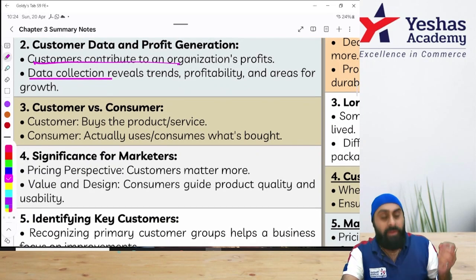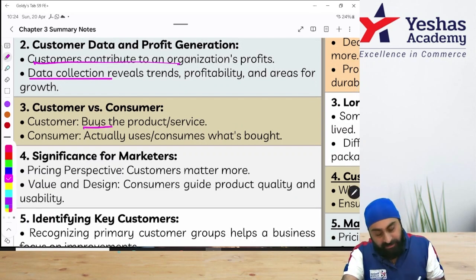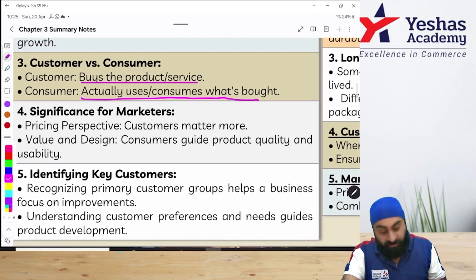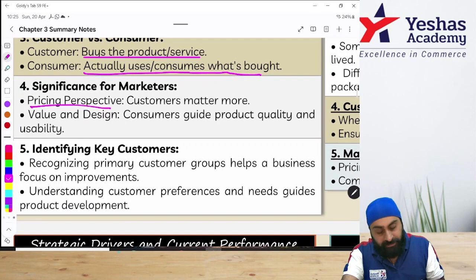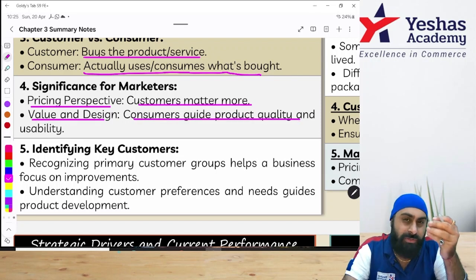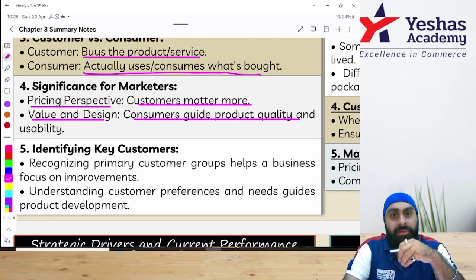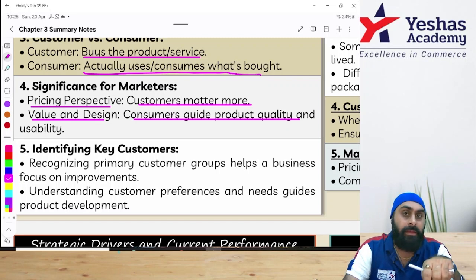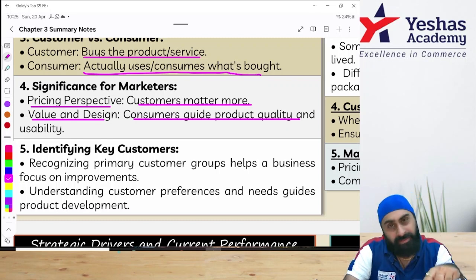Yes, of course. What's the difference between a customer and a consumer? The customer is the person who buys the product and services. The consumer is the person who actually consumes or uses it. Significance for marketers: from a price perspective, the customer matters more. For value and design, the consumer matters more. When a person wants to consume something for himself, price is not the main criterion he will look for. But when a customer wants to buy something not for himself but for someone else, price would be the main thing.